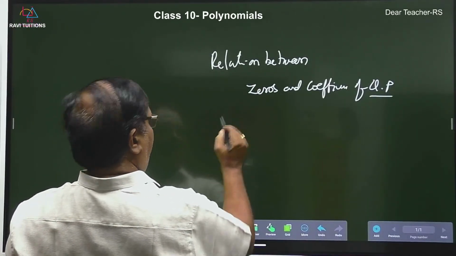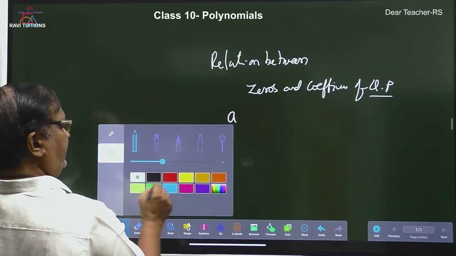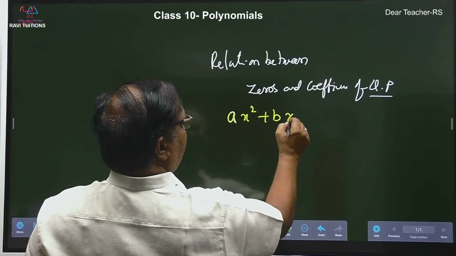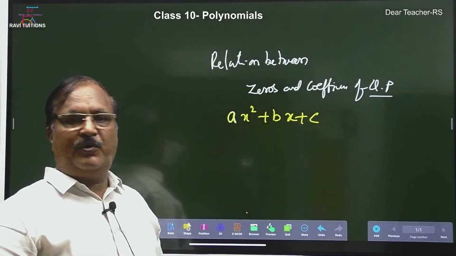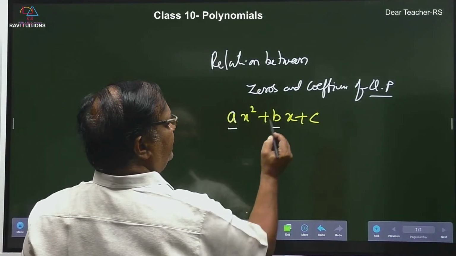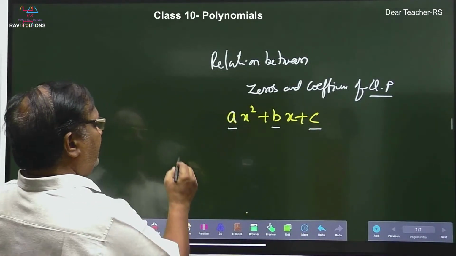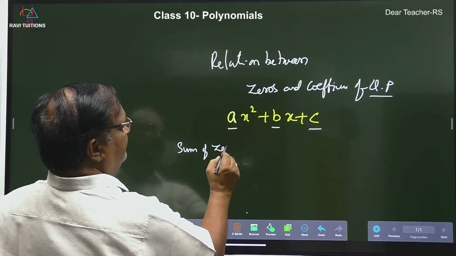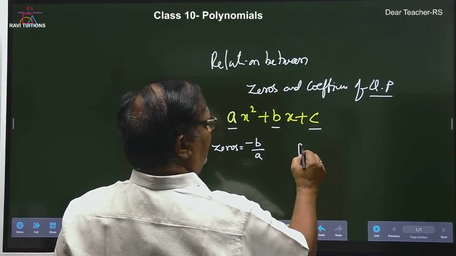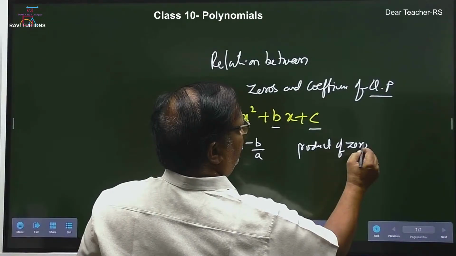Let me write quadratic polynomial. Let me take ax square plus bx plus c. This is the quadratic polynomial. So a is coefficient of x square, b is coefficient of x, c is constant. Now here sum of zeros is equal to minus b by a, and product of zeros is equal to c by a.